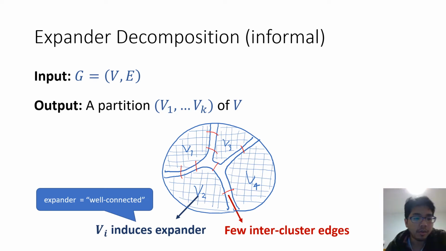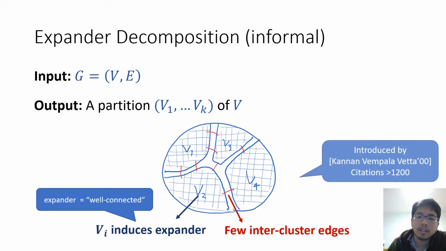So just to give you a small informal definition first, expander decomposition is a problem where you are given a graph and then you need to output a partition of nodes into clusters Vi, and you want that each Vi should induce an expander. By expander, it means roughly that the graph is well connected. This I will define further. At the same time, you need that the number of intercluster edges should be small. So all edges that cross each part shouldn't be too many.